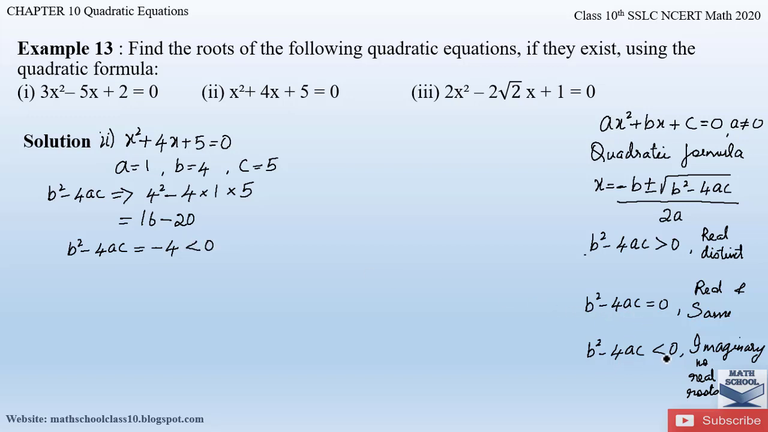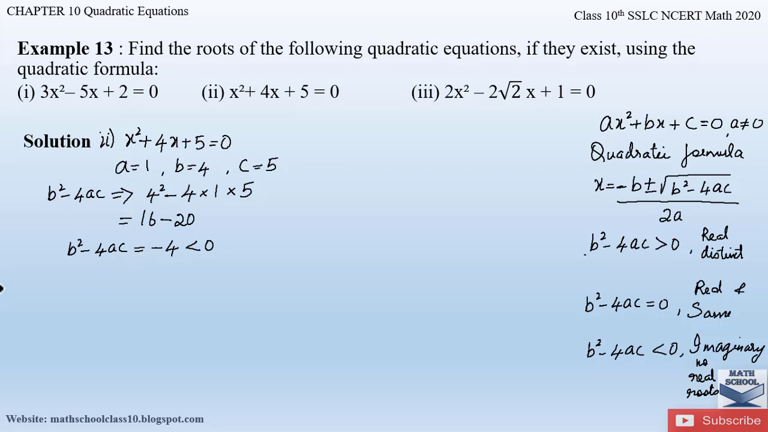If b square minus 4ac is less than 0, we are going to obtain imaginary or no real roots. So here we cannot obtain the square root of a negative number. Therefore we can say that there are no real roots for this quadratic equation, since the value of b square minus 4ac is less than 0 and it cannot be negative.